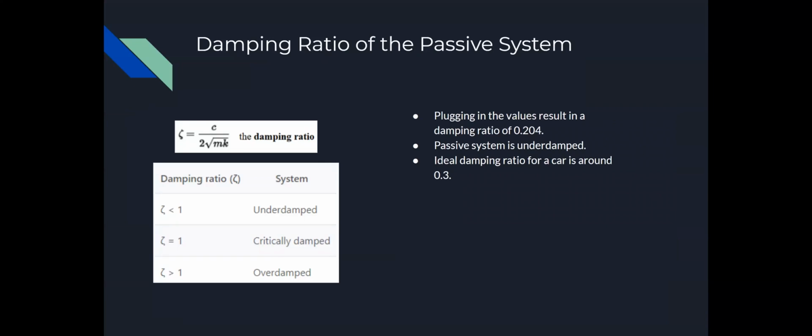So plugging our values into the damping ratio equation, we get a value of 0.204, and this means the system should be underdamped. The ideal damping ratio for a car is usually around 0.3. So in my experiment, I'll see if an active suspension system could actually improve this value.